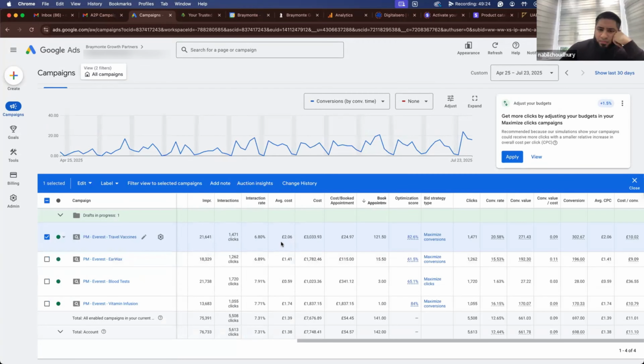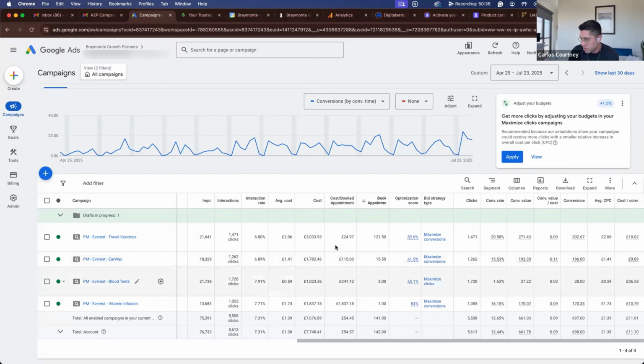How much revenue is coming in from this? That would be my question. Yeah, the next thing would be tracking the offline conversions of these booked appointments. How many of these, out of this 121, actually converted? And then what's the revenue per closed vaccination? Yeah, I would say so too.